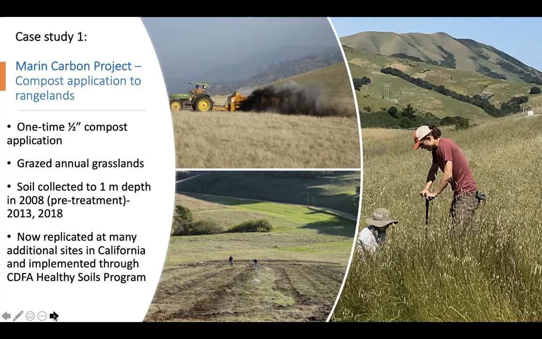I should also mention the original study was done at 2 locations in the Sierra foothills and also in Marin County. But now it's been replicated at like 17 different sites across California through the Marin Carbon Project. And there's also been a number of healthy soils demonstration and implementation projects that are also collecting new data all across the state.